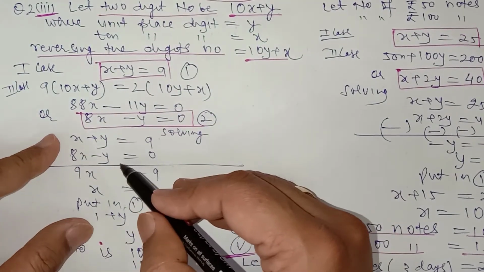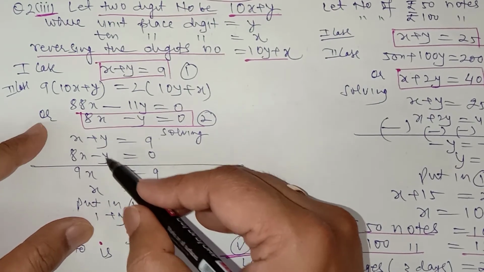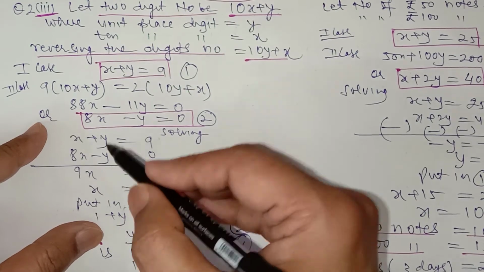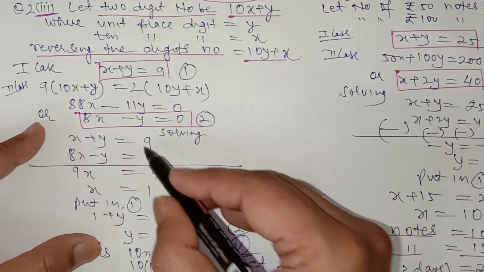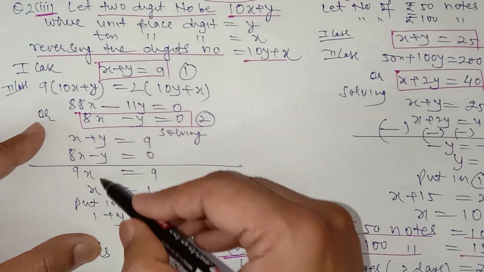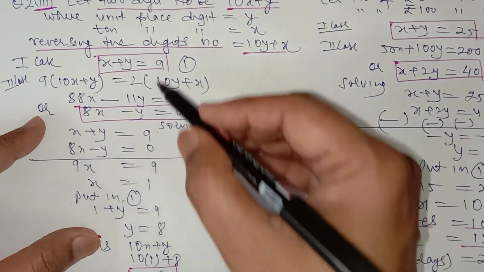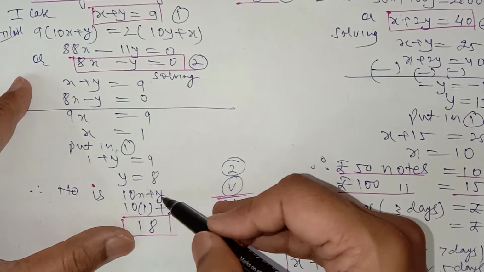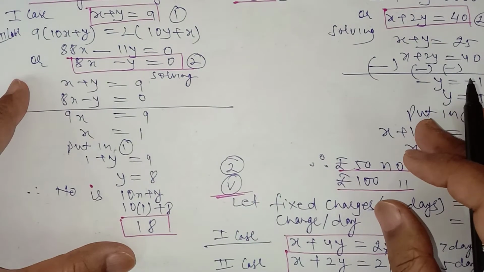Again by chance, the coefficient of y is already the same and the sign of both the y terms is different, so you have to simply add them. You don't have to change the sign. Adding these two equations, I'm getting 9x equals 9, so x comes out to be 1. Put the value of x in either equation and you get the value of y as 8. The number is 10x plus y, replacing x as 1 and y as 8, the number comes out to be 18.